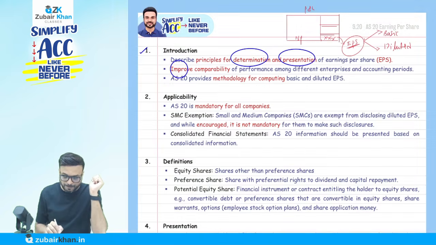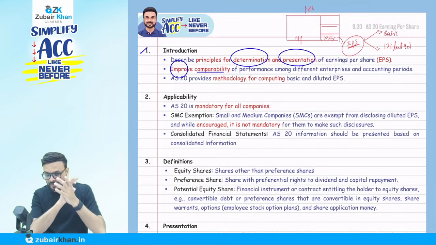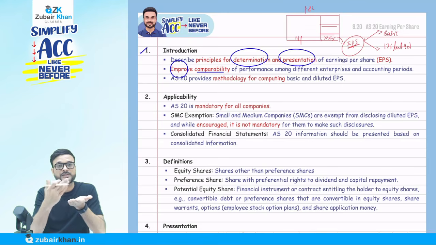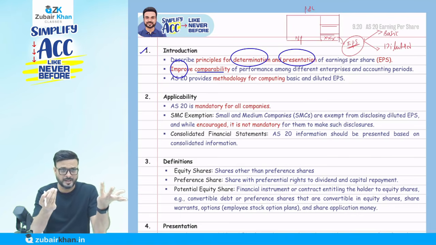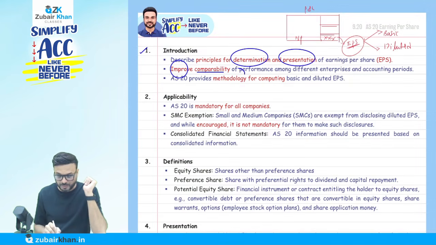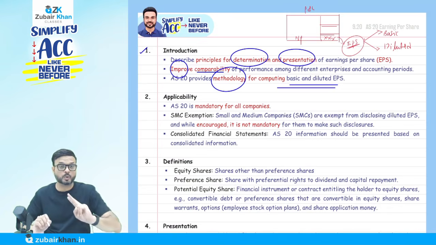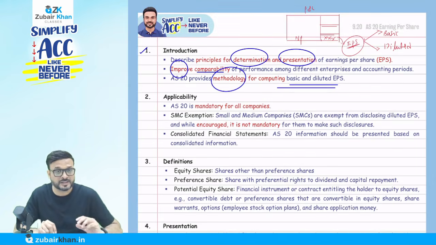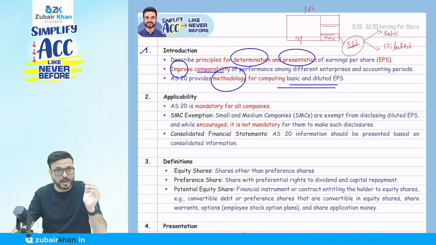Then it is to improve the comparability of performance among different enterprises and accounting periods. Obviously, when we calculate the EPS, if EPS is increasing, it's a good sign. So we can do the comparison within the industry only. For example, Jio is compared with Airtel. Now, AS20 provides the methodology for computing basic and diluted EPS. Yes, there are two types of EPS, basic EPS and diluted EPS, and Accounting Standard 20 talks about how to calculate both.